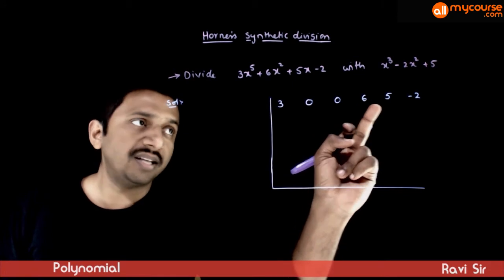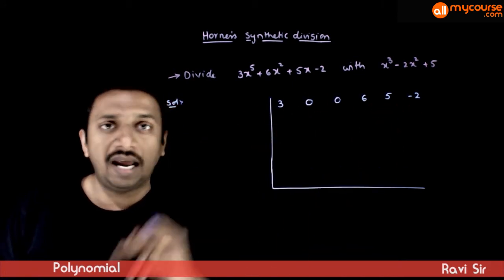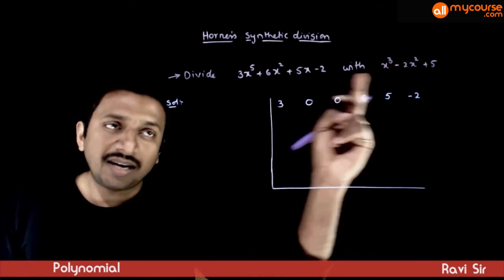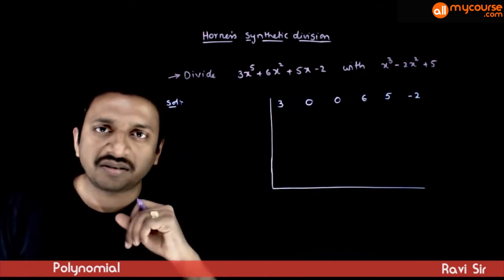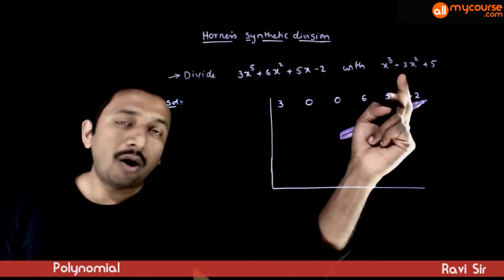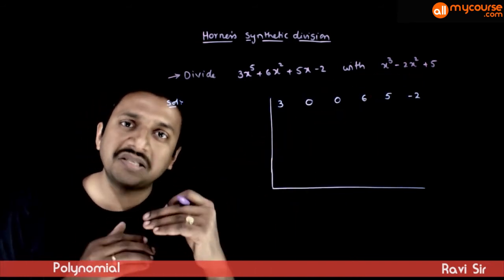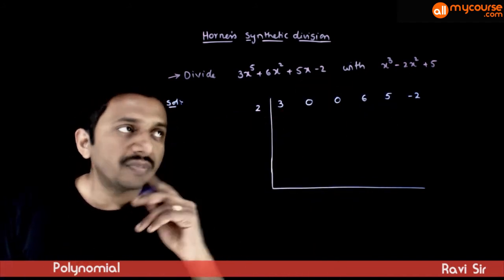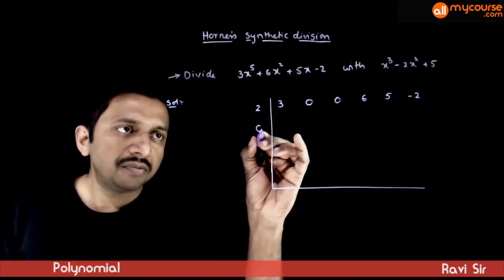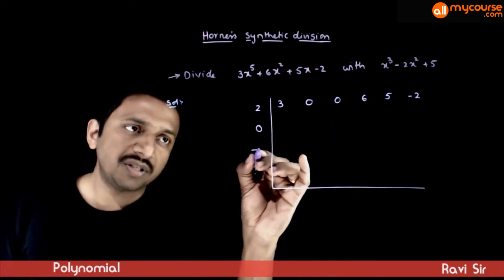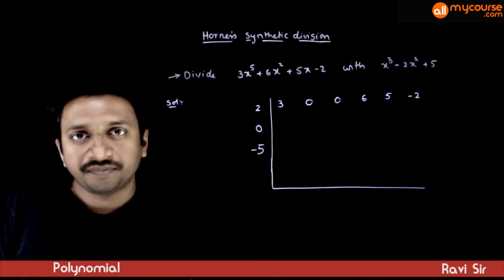X square is 6, X is 5, and the constant is minus 2. And let us write the numbers corresponding to the divisor. The leading coefficient is 1, so I don't need to write it. And for all the other coefficients, just change the sign and write. So you have minus 2x square, you write plus 2. The x coefficient is 0, so you write 0. The constant term is plus 5, so just write minus 5.